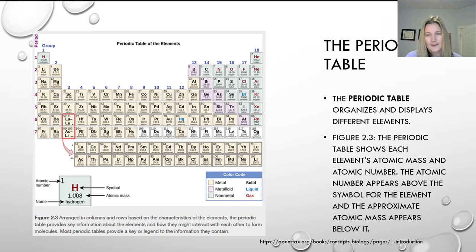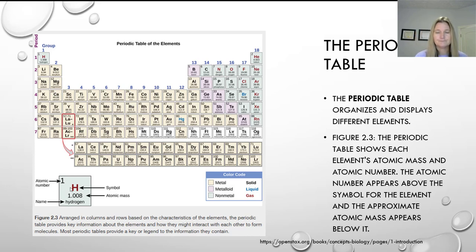You can see hydrogen has an H. Some of them are single letters like carbon, C, oxygen, O. But sodium is Na, okay? Or calcium is Ca. So it's not all just one letter.